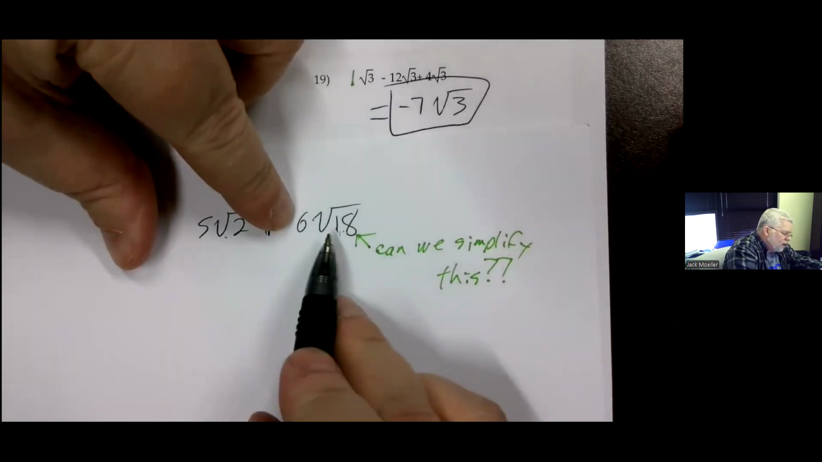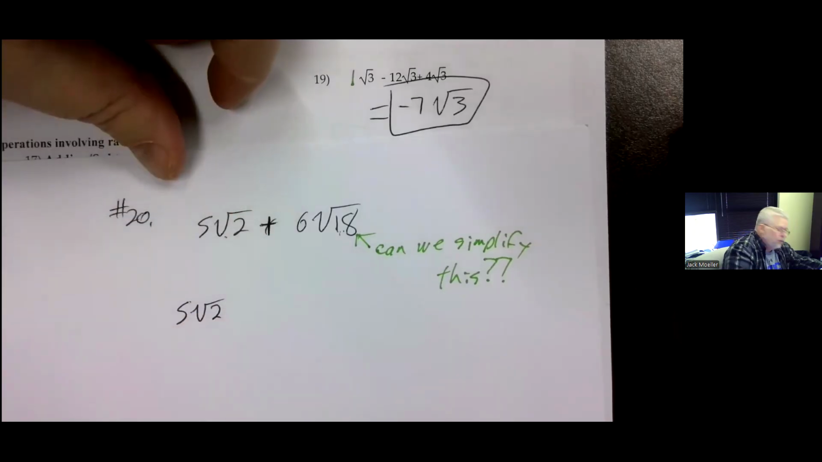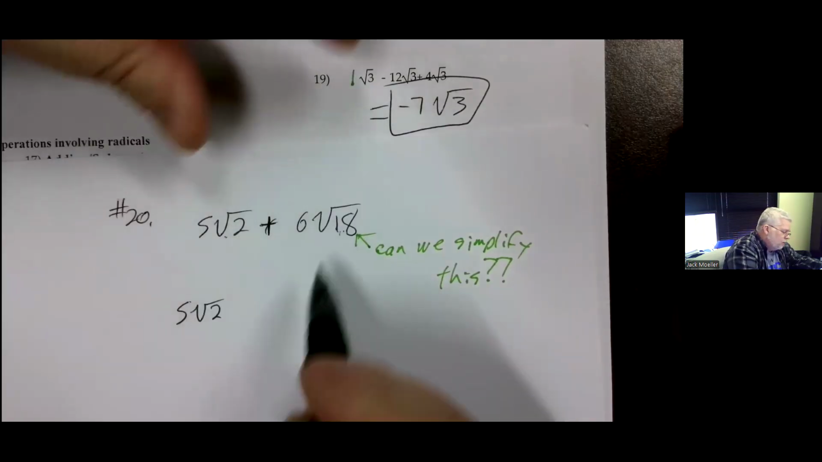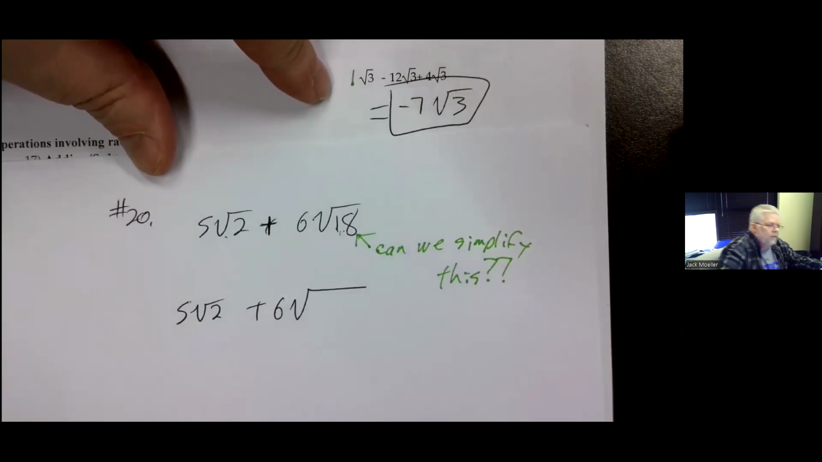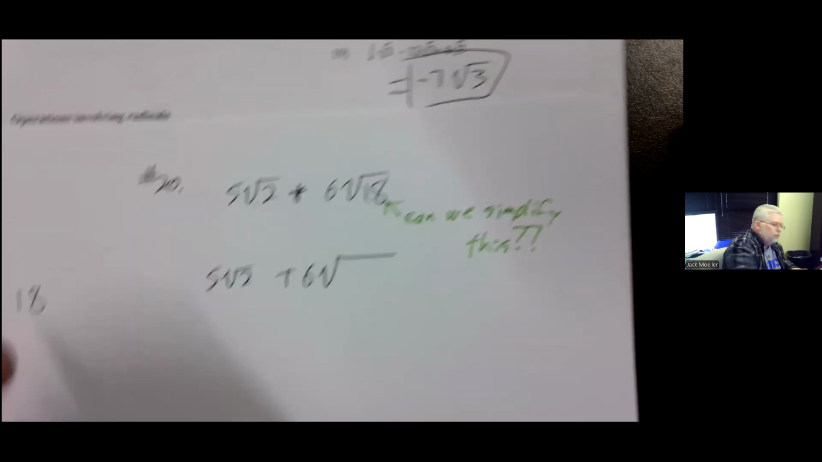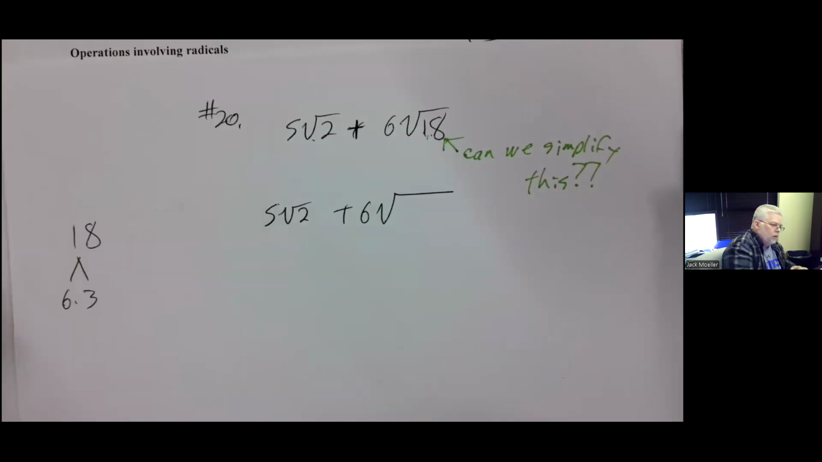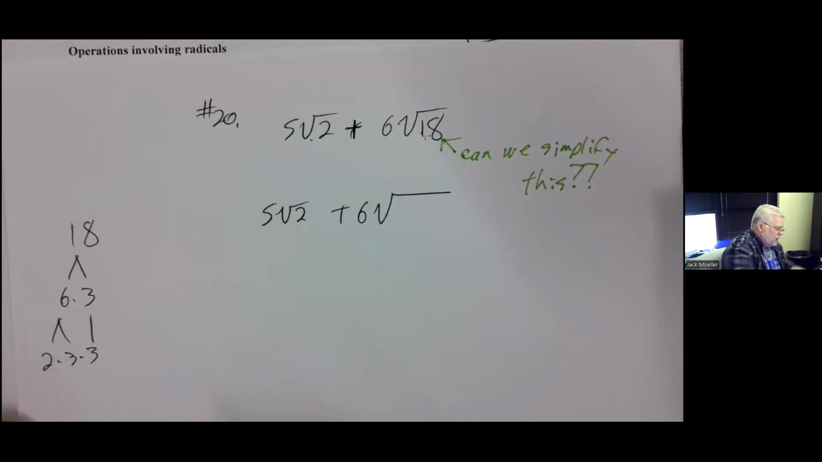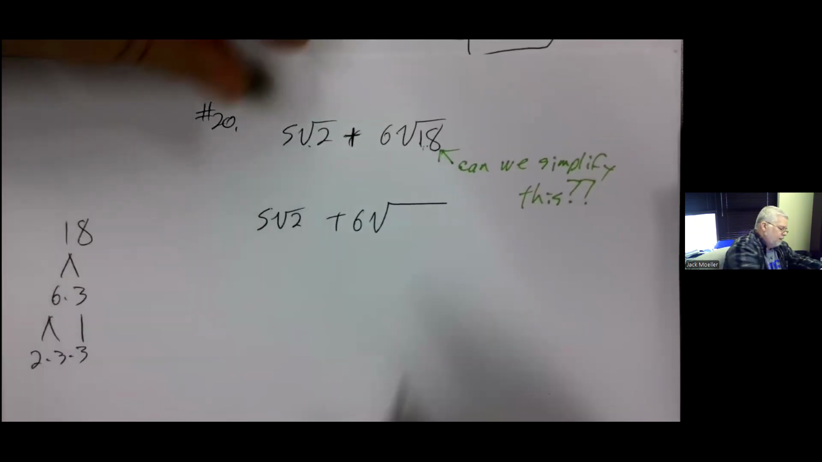So how do we simplify 6 times square root of 18? I'm going to leave 5 square root of 2. That's a 2. We can't simplify that. It doesn't break down. But what can we do with 18? Think of this as factor tree. 18 is what, 6 times 3 or 9 times 2. 6 is 2 times 3. If you did 9 times 2, you'd still get 2 3s and a 2.